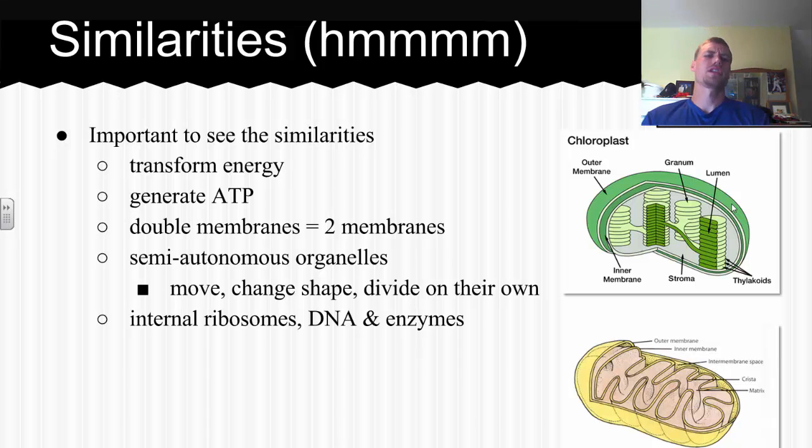Let's look at some of the similarities of mitochondria and chloroplasts. They both transform energy. They both generate ATP. They both have their own double membrane. They're semi-autonomous, so they actually move, change shape, and divide on their own. You might have seen that with the Elodea, that they move around a little bit on their own. And then they have their own internal ribosomes, DNA, and enzymes. So what are some other organisms that we know about that have those things? Well, bacteria.